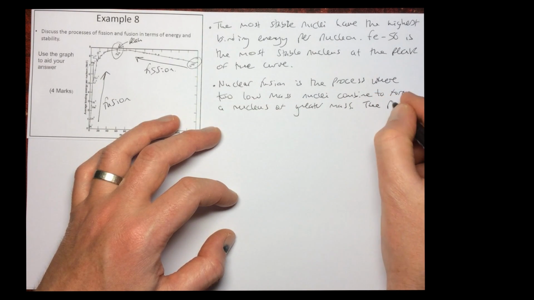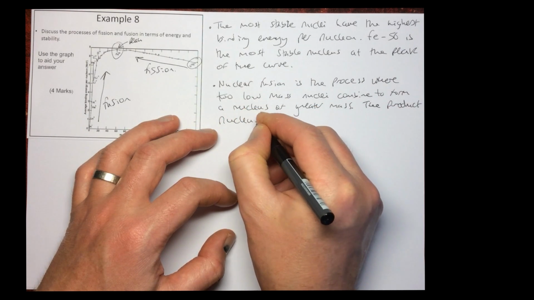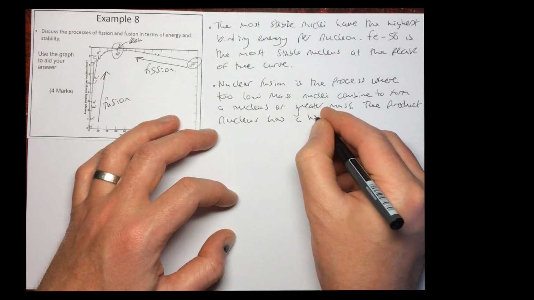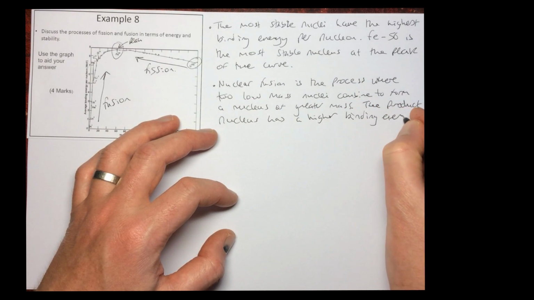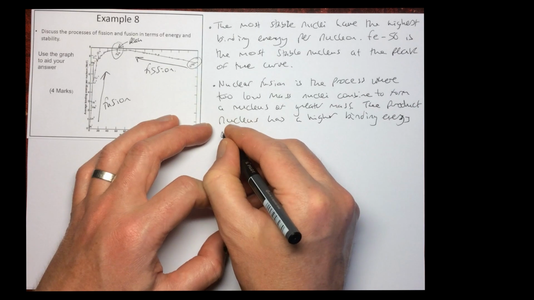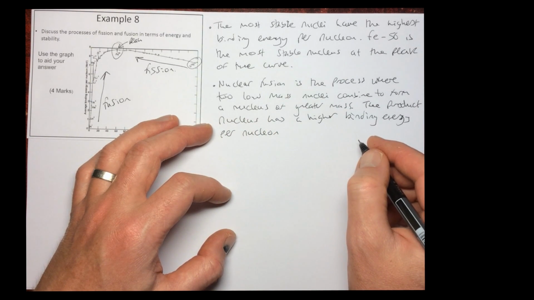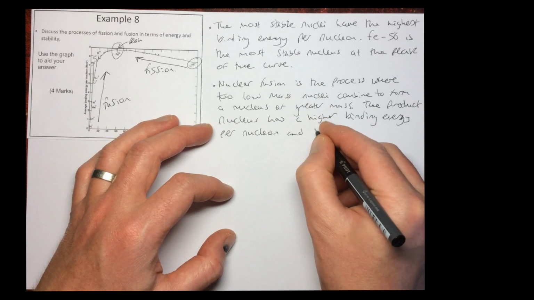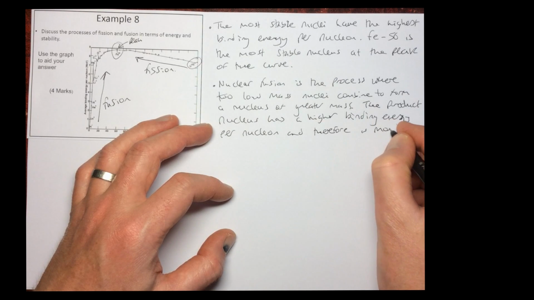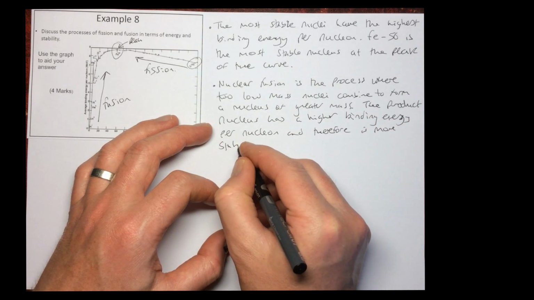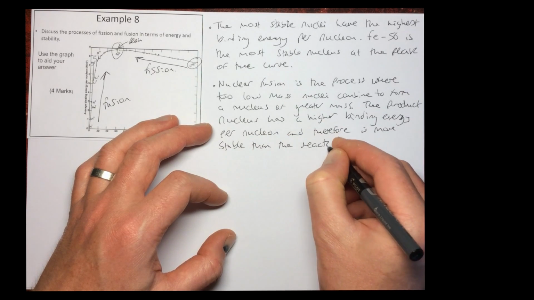The product nucleus has a higher binding energy per nucleon, okay, and therefore is more stable than the reactants.